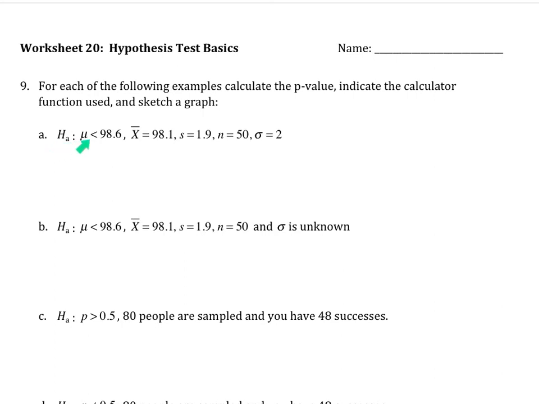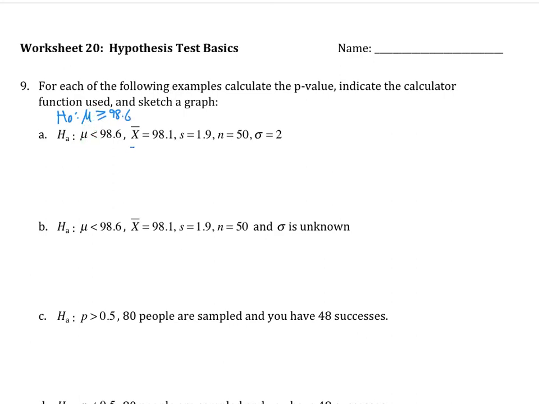HA: mu is less than 98.6. I noticed they didn't give me H naught. Well, if I were to write that out, I know H naught and HA are opposite of each other, so HA has mu is less than, so it must be mu is bigger than or equal to 98.6. I'm just going to put it right there because it was not given to me.